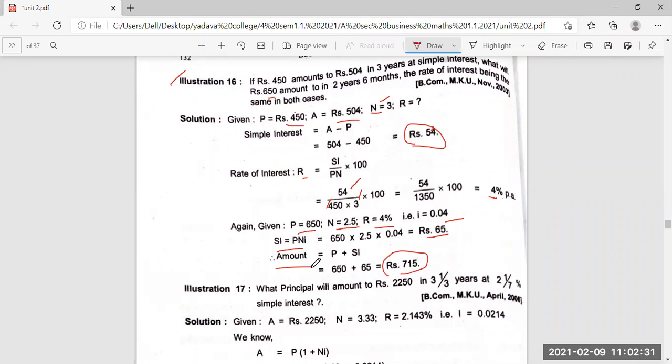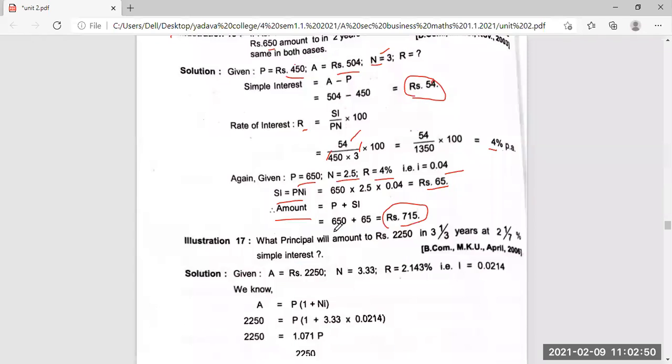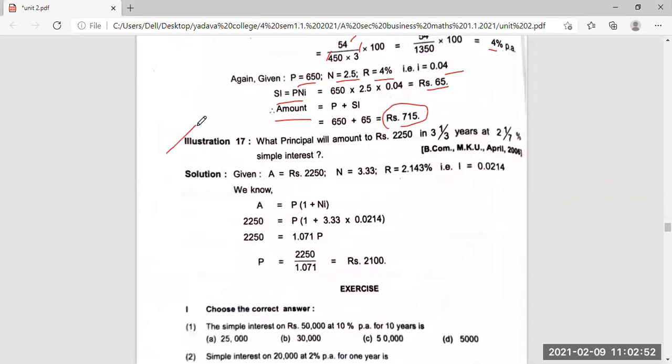715 is the amount. So we found the rate. With all this information, only the principal amount is given, and they asked to find the amount. Okay, so how to find that amount? If we multiply everything and add, we will get this amount. The same thing for this 17th sum also.